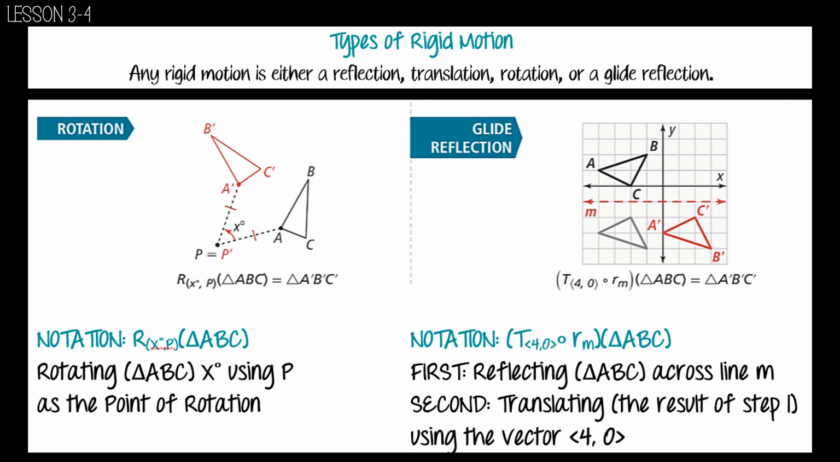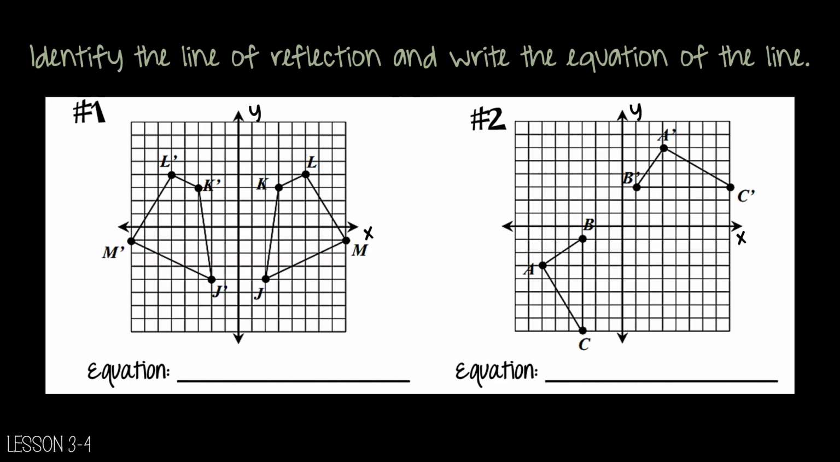Now a glide reflection. There's the example of the notation. First, you're reflecting the triangle ABC across the line M. Second, you're going from that and you're translating that result from step 1 using the vector. And that is the notation. That little raised o is a mathematical symbol for composition of functions. You will see that more in Algebra 2.